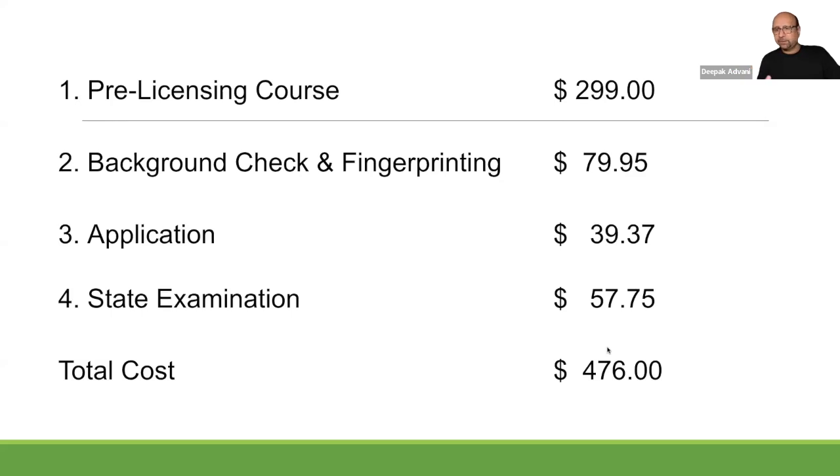The background check and fingerprinting is about $80. The application fee is about $40. The state exam fee is about $57. So roughly $475 to $476 is what you're looking at from start to finish for getting your real estate license.